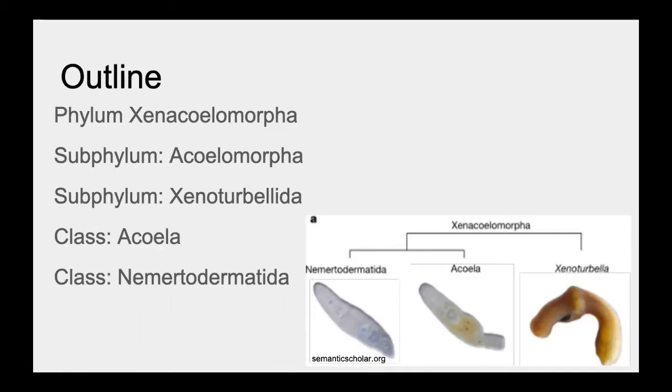So just to give you a little outline of what we are going to talk about today, we're going to talk about the phylum Xenacoelomorpha, and we are also going to talk about two subphylums, Xenacoelomorpha and the second subphylum, Xenacoelomorpha. We are also going to talk about two different classes. The first class is Acelia, and the second class is Nematodermatida. If you look to the right, you can see a little bit more of the subphylums and the classes that we are going to explain to you today.